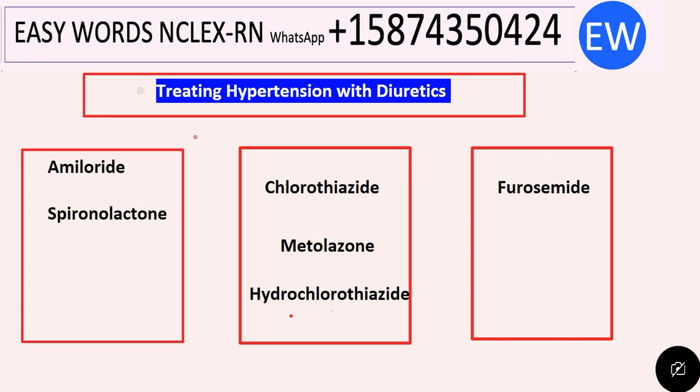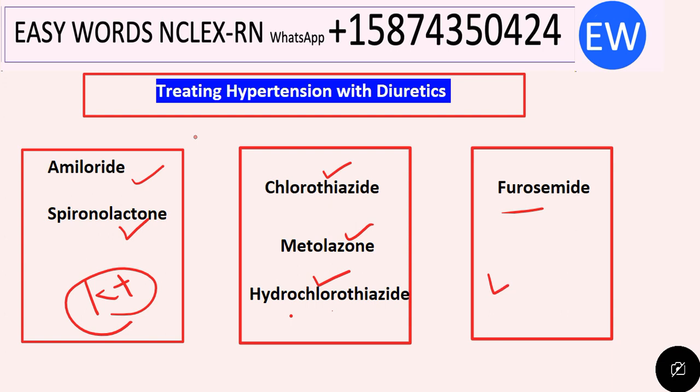Treating hypertension with diuretics. Various types of diuretics are used to treat hypertension, such as amiloride and spironolactone. These are potassium sparing diuretics. Then we have chlorothiazide, metolazone, and hydrochlorothiazide. These are thiazide and thiazide-like agents. And then we have furosemide, that is a category of loop diuretics.